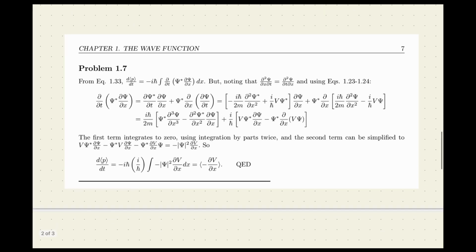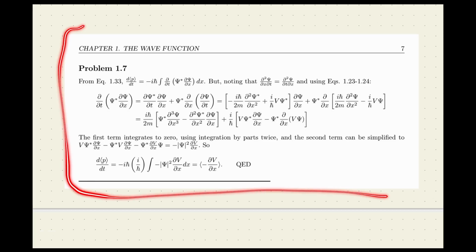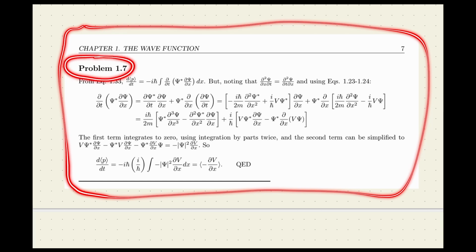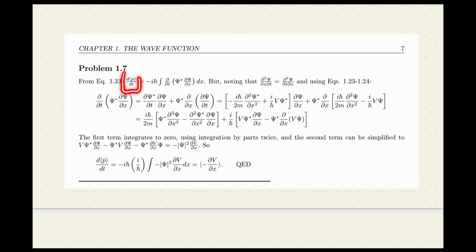I just checked Griffiths' Solutions, 3rd edition, on Google. I found a big PDF, and over here is the problem. You can see here they give you this. They expand it like this, and they pull out these constants. And then at the end they show you, boom, this equals this, which equals this, and they put QED.